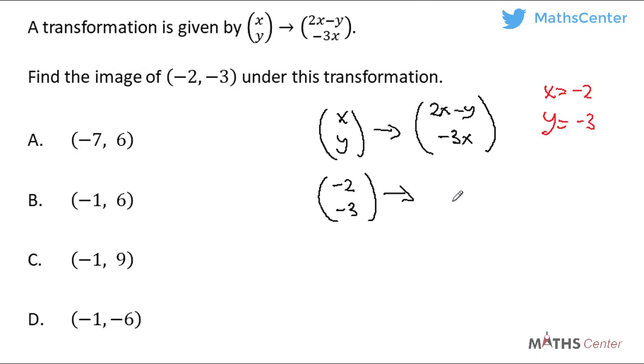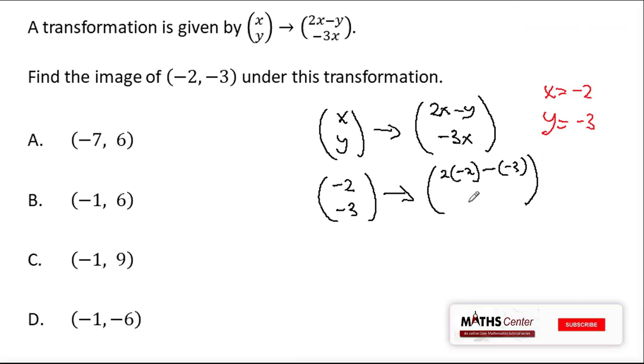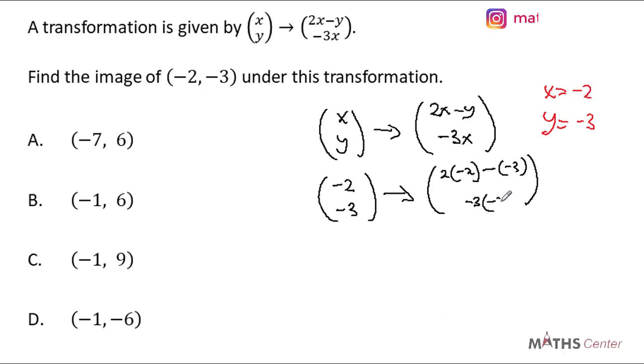With this, we can find the image. The x coordinate of the image is 2x minus y. X is negative 2 and y is negative 3, so we will substitute them in here. When we do that, we are going to have 2 times negative 2 minus y, which is also negative, so minus negative 3. That is for the x coordinate. And then for the y coordinate, we have negative 3x. So negative 3 times x, which is negative 2.